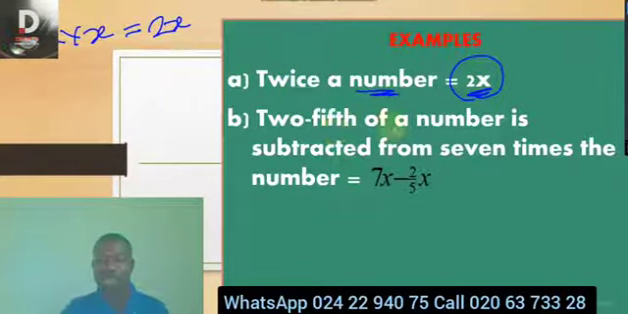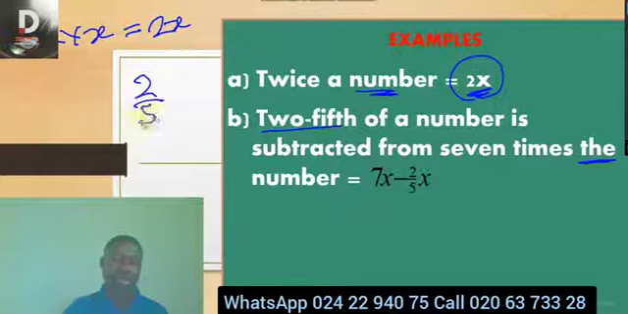Now, 2/5 of a number is subtracted from 7 times the number. There is the definite article, the specific. So what? 2/5. How do you write 2/5 in mathematics? 2/5 of a number, of in mathematics means multiplication. So 2/5 of a number, this is the number. 2/5 of a number. This is how you write it.